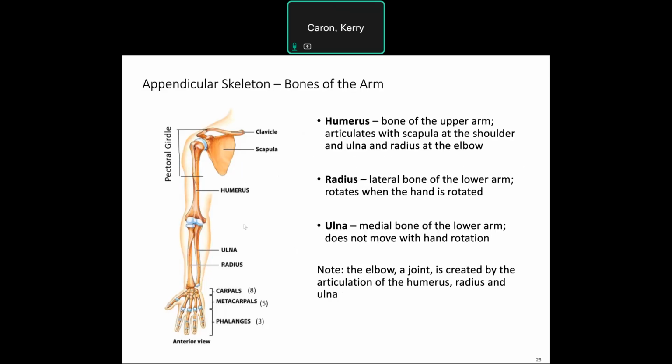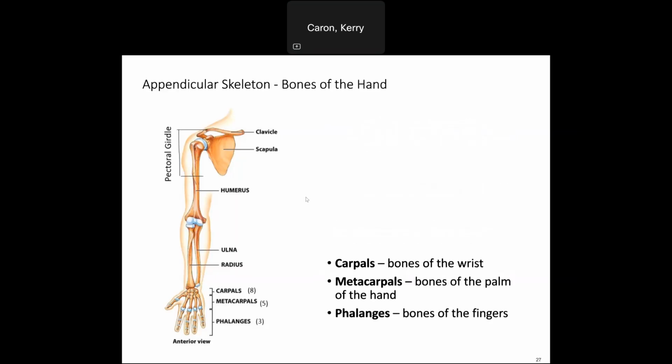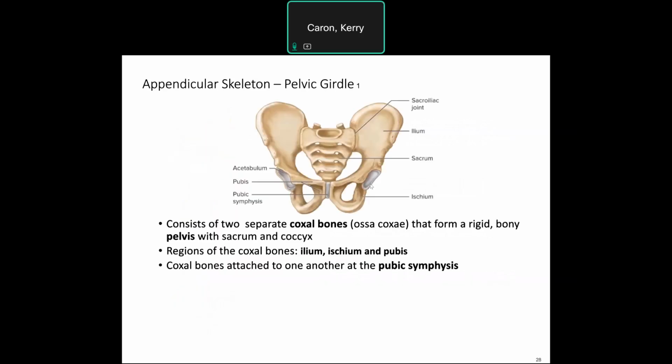So here we go. Humerus, radius, okay. Ulna is the smaller one. And the elbow is a joint. Okay. You got your carpals of the wrist, metacarpals of the hand, the palm of the hand, and then your fingers are the phalanges. Now the pelvic girdle.